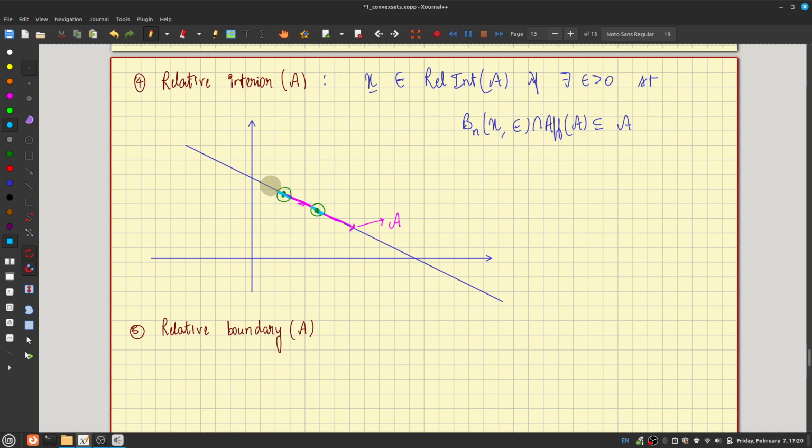Because this edge above is always going to be 1/2 of this particular set is going to be outside A. So this green point, so this is in the interior of A, whereas this point does not lie in the interior, the relative interior of A. This point lies in the relative interior of A. Okay.